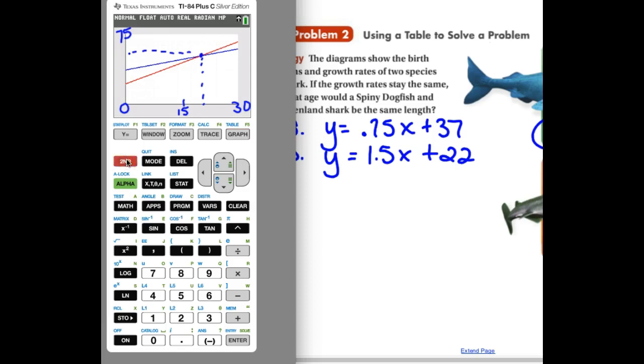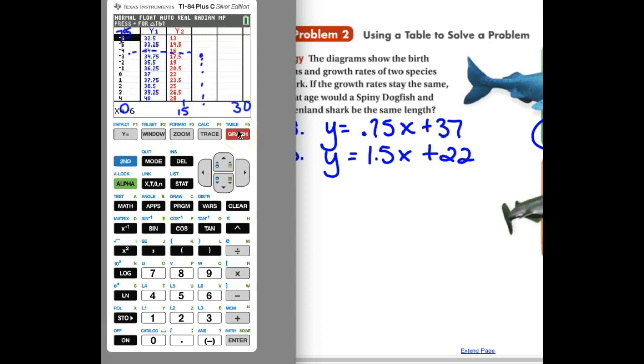So let's go to our table. And let's scroll down until we get to around 15, and then we'll start looking more carefully. All right, so at 16, 17, they're getting closer together, but they still don't match. Keep going. There. At 20 years, they are both going to be 52 centimeters long.